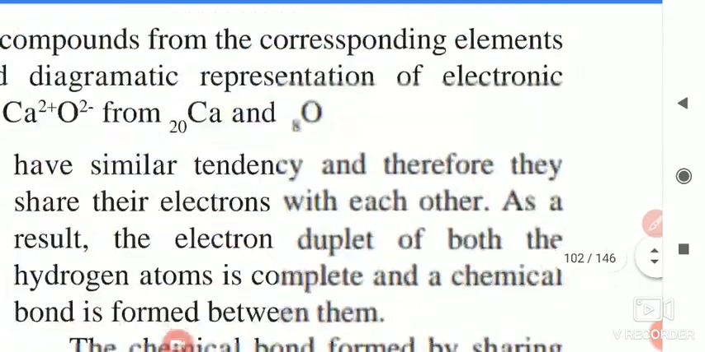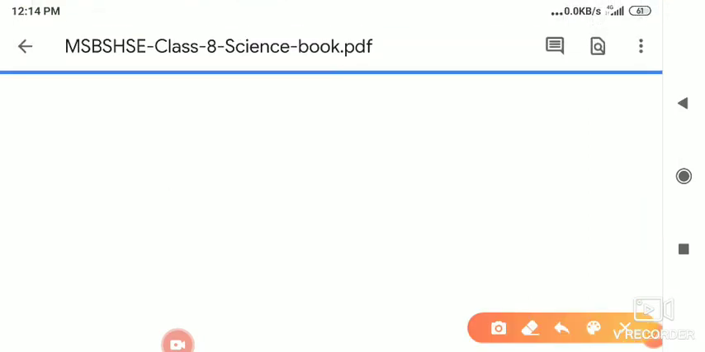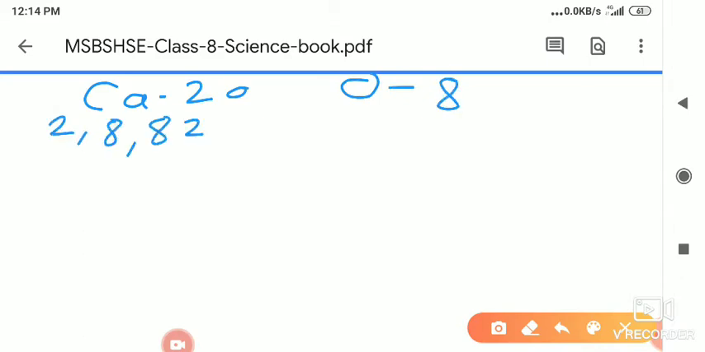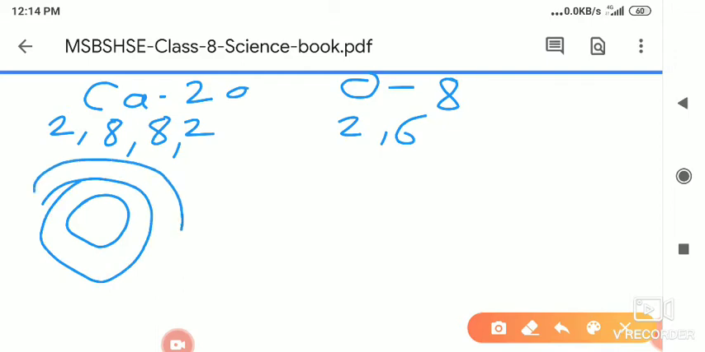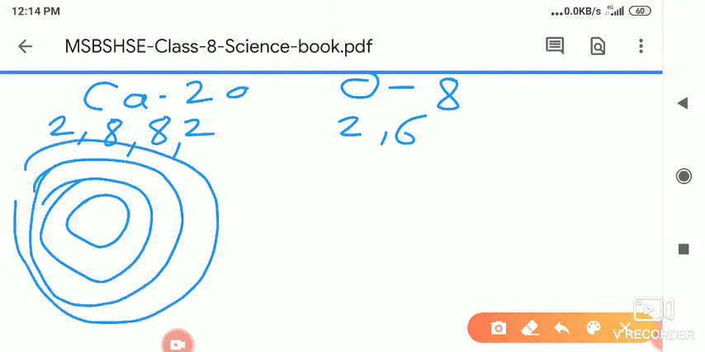So I will show you calcium oxide. Calcium atomic number is 20 and oxygen's atomic number is 8. As I told you, calcium is 2, 8, 8, 2. This is the electronic configuration of calcium, and oxygen's is 2, 6. Now we have to draw the diagram. So first orbit, second orbit, third orbit, and this is the fourth orbit.